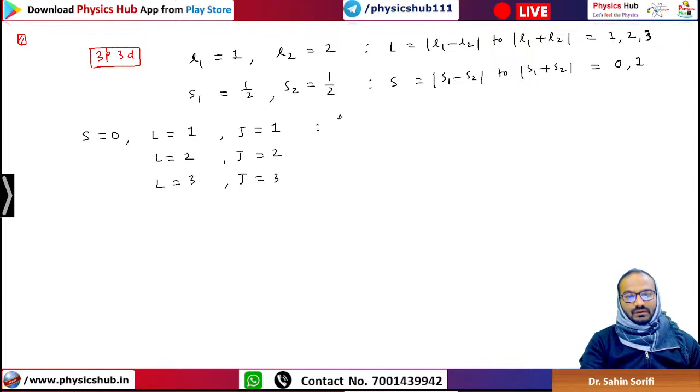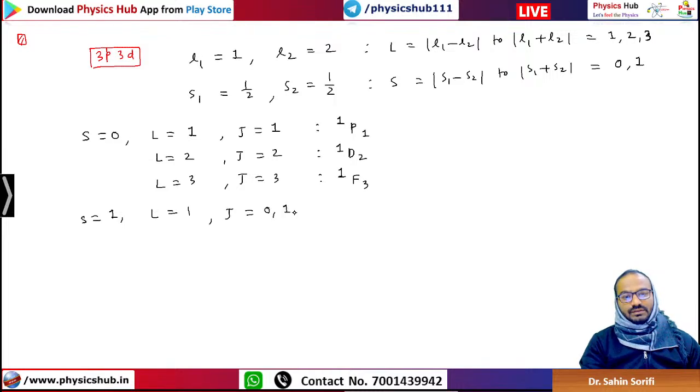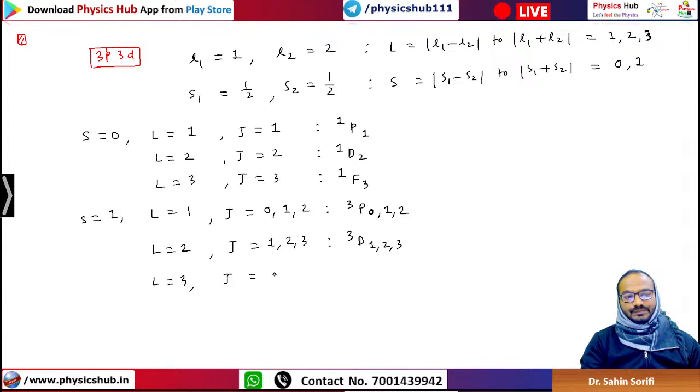You get the terms here, 1P1, 1D2, 1F3. Okay, then we take S equals 1, L equals 1. We get the value of J to be 0, 1, 2. We get the term 2S plus 1 is 3, L is P: 3P0, 3P1, and 3P2. Then we take L equals 2. We get the value of J to be 1, 2, 3, and we get 3D1, 2, 3. Then we take L equals 3, J equals 2, 3, 4, and we get the terms 3F2, 3, 4.